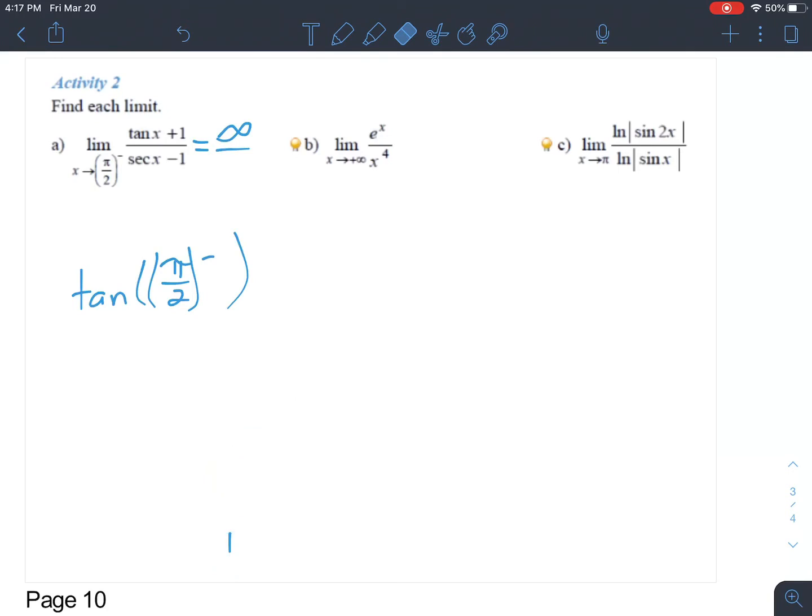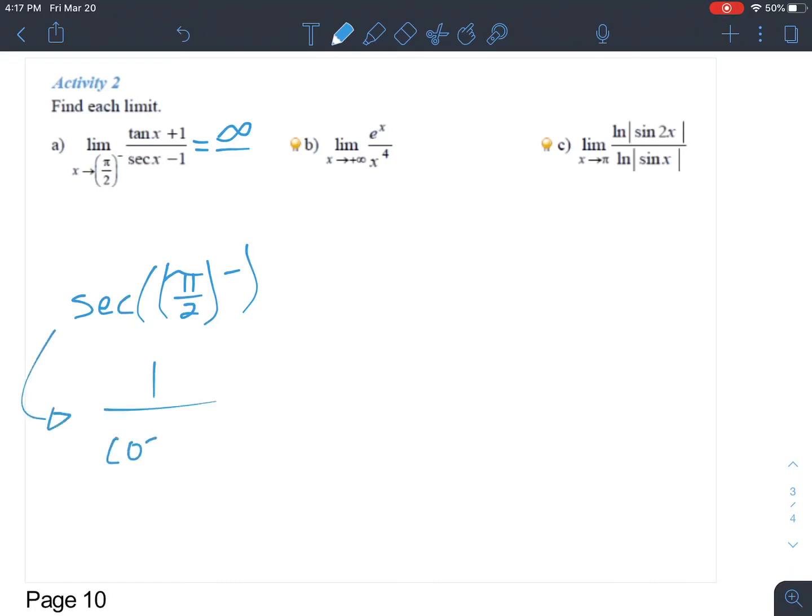Now we have to do secant of pi over 2. And again, from the left-hand side. So we know that secant is the same thing as 1 over cosine. And cosine of pi over 2 is 0. We know that it's going to be 0.